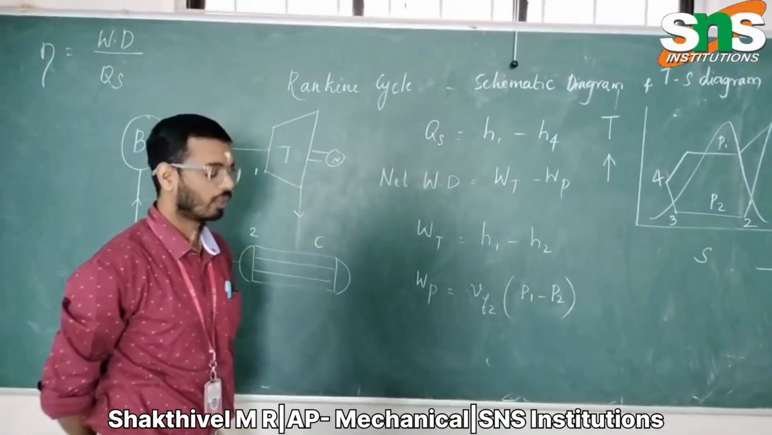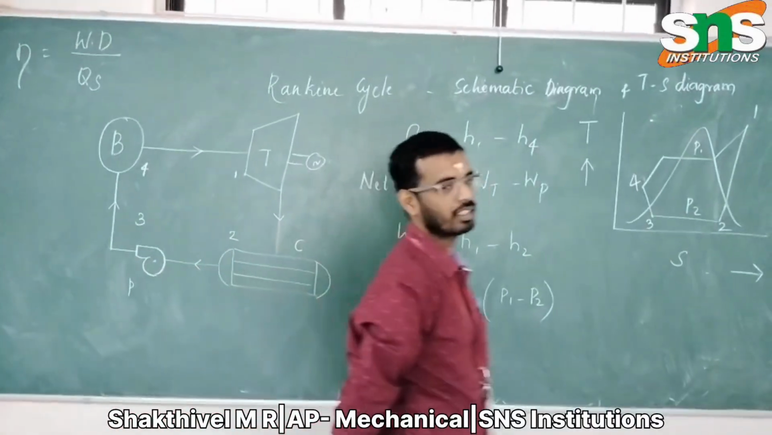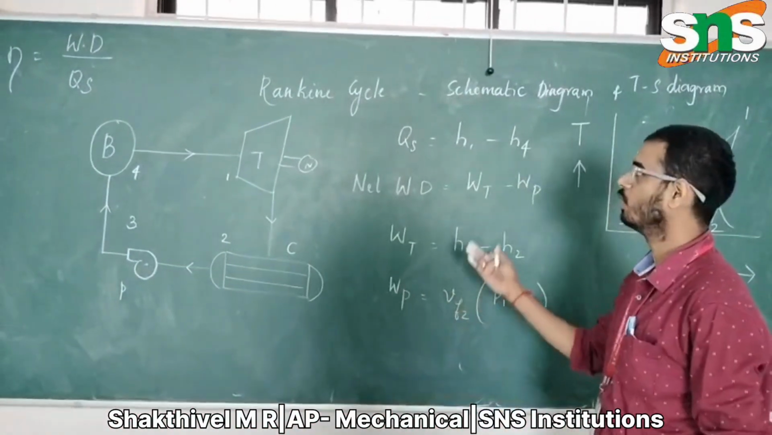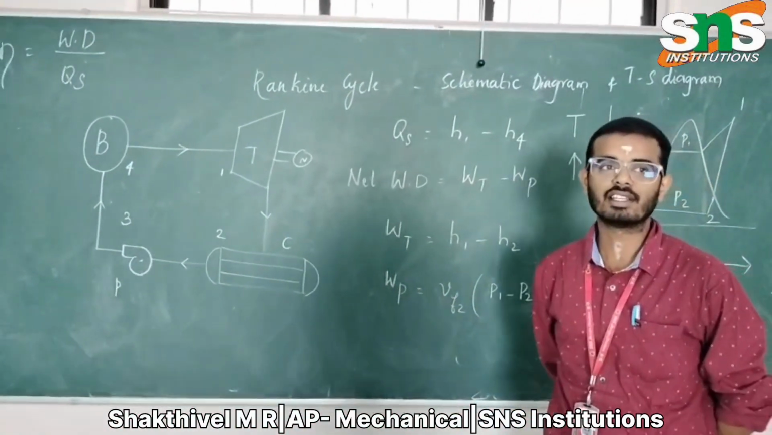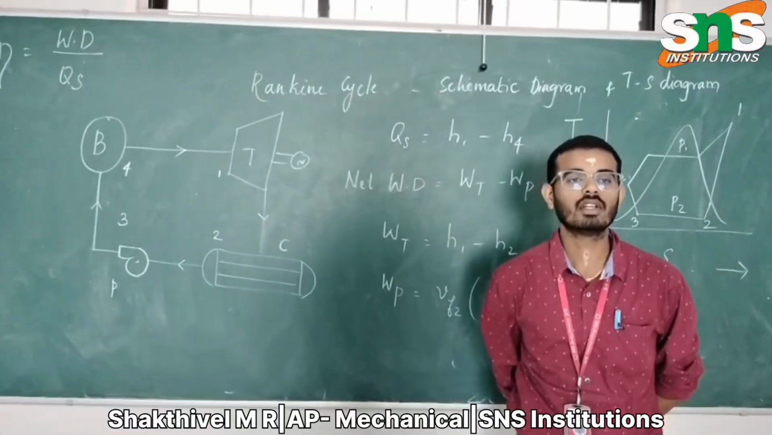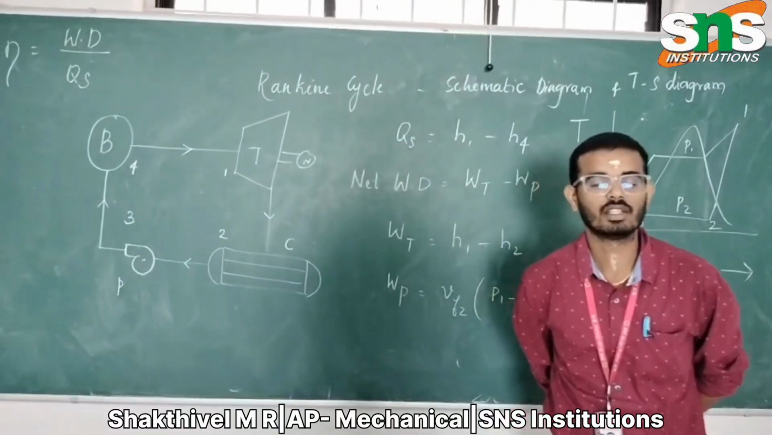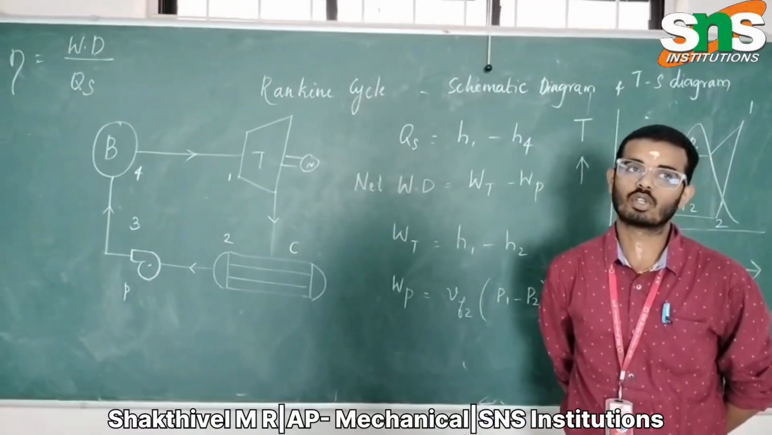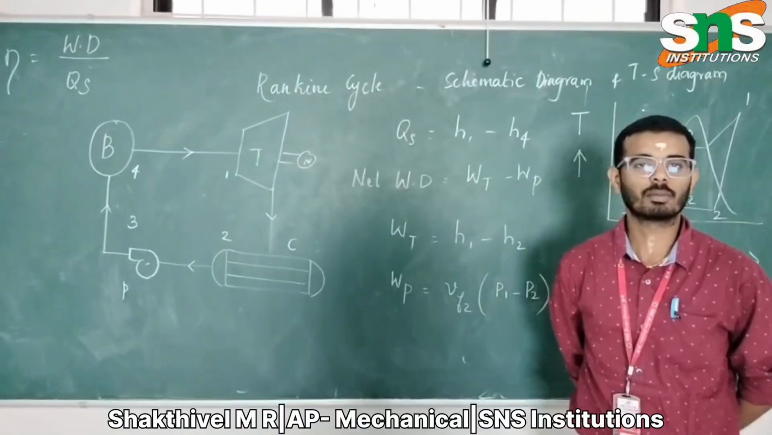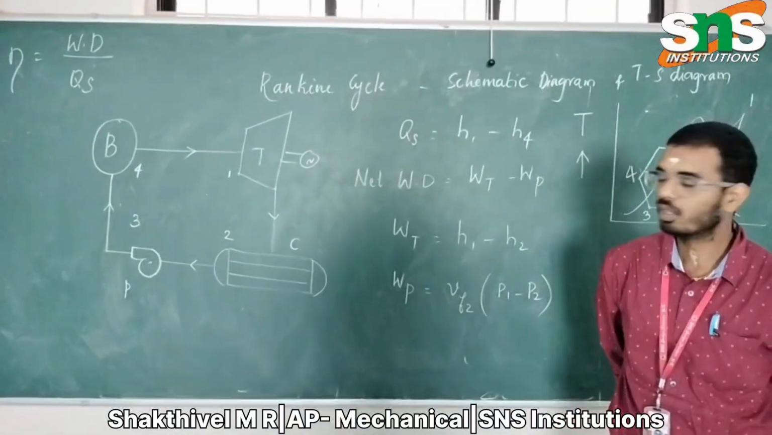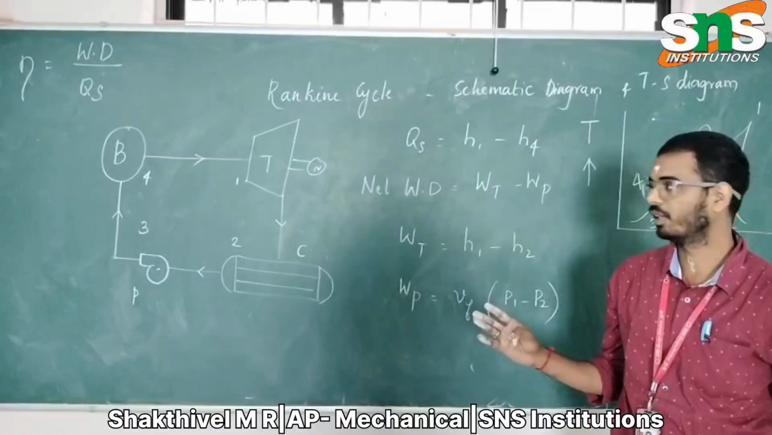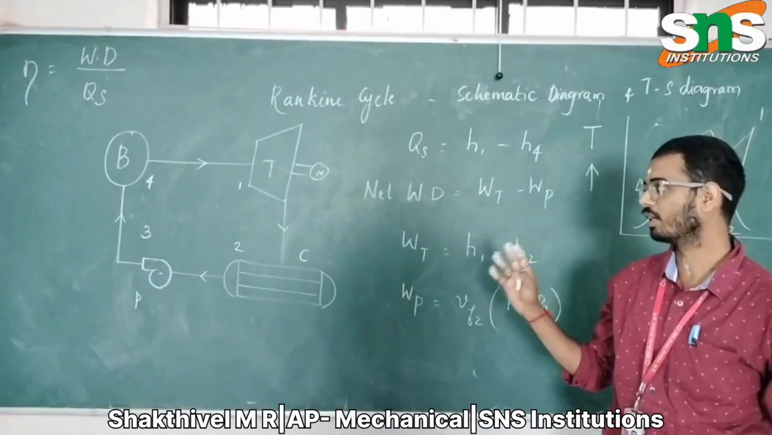Today we are going to see about the Rankine cycle, its schematic diagram and T-s diagram. So what is the Rankine cycle? It is shown on the pressure-entropy diagram and the temperature-entropy diagram. This cycle is commonly used in thermal power plants, nuclear power plants and biogas production. It contains four components, that is boiler, turbine, condenser and pump.